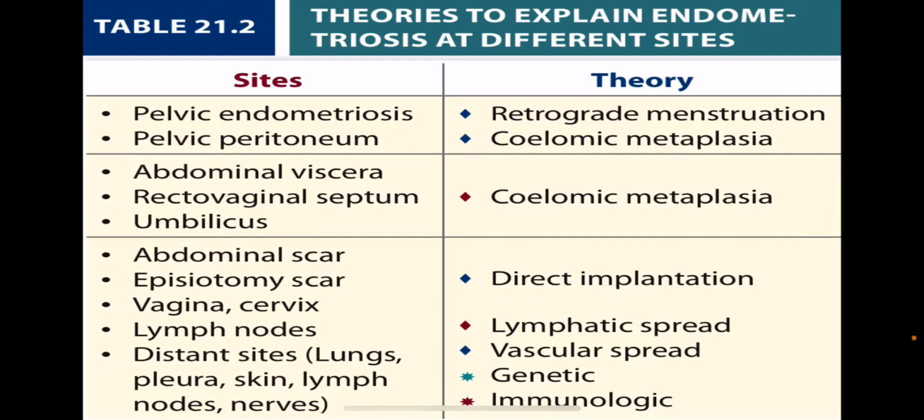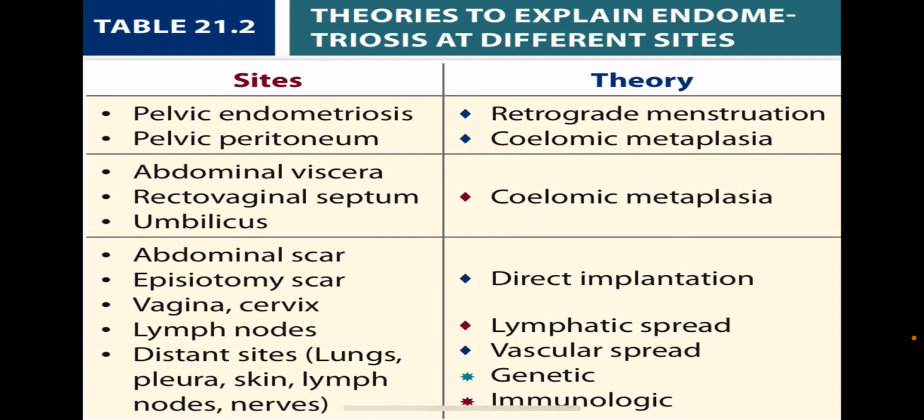Theories to explain endometriosis at different sites. Pelvic endometriosis was explained by retrograde menstruation. It is just a revision. With this, we can get clarity about the different sites and what theories were proposed, what could be the cause for it. Pelvic endometriosis, the cause could be retrograde menstruation. Pelvic peritoneum, coelomic metaplasia. Abdominal viscera, rectovaginal septum, umbilicus, again coelomic metaplasia.